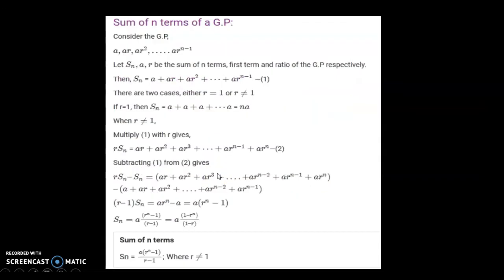So let's move on. And this is the sum of n terms of a GP. This is the derivation of that formula, but we are not interested in derivation. Just mug up this formula: sum of n terms is equal to a into r to the power n minus 1 upon r minus 1. So r is the common ratio between the elements and it should not be 1, otherwise this part will be infinity. So just remember this condition and let's move on.